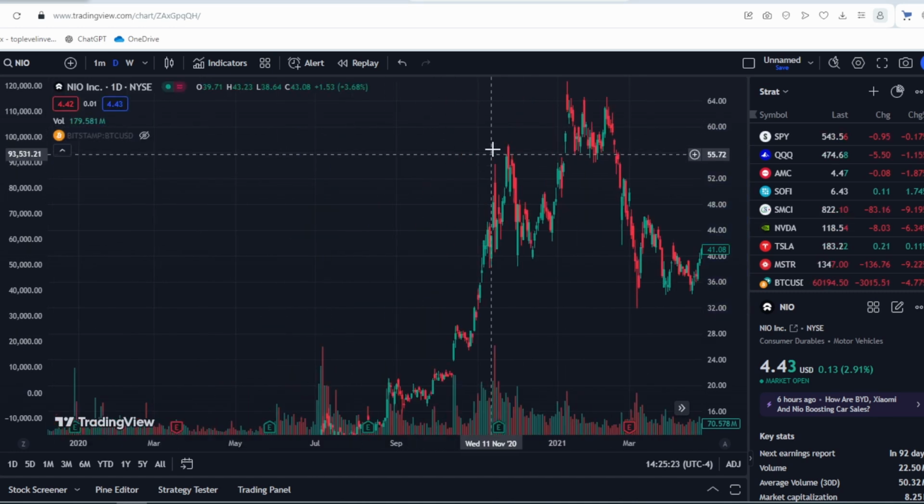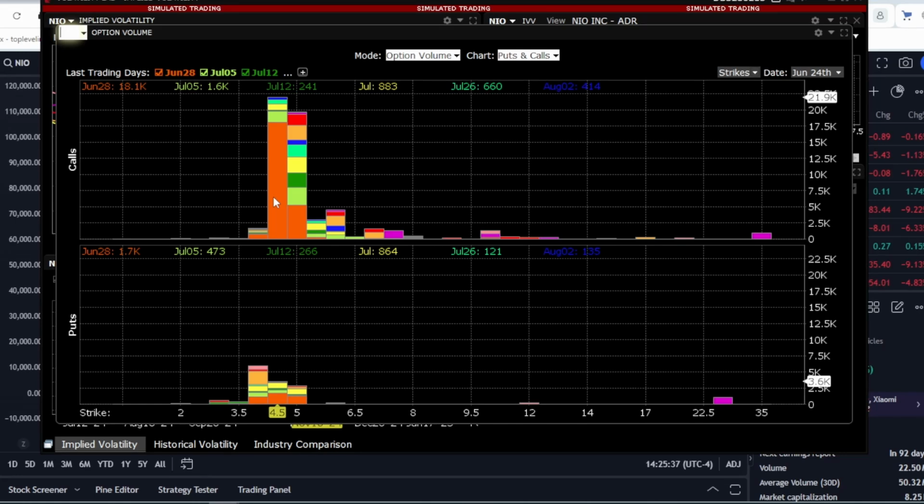This is what happens when there is no resistance. For now, the $4.55 is a key barrier, and we need to watch it closely. The good news is that the $4.50 options expire at the end of this week.